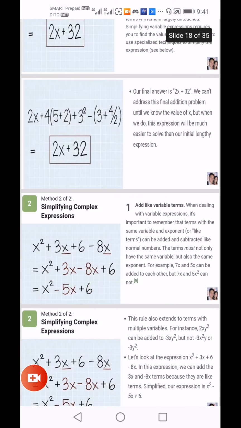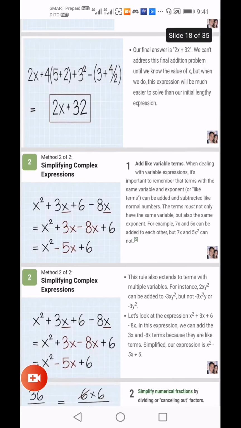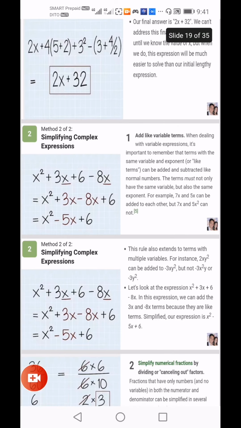Combine like variable terms, simplifying complex expressions method number 2. First, combine like variable terms. When dealing with variable expressions, it's important to remember that terms with the same variables and exponents are like terms, and can be added and subtracted like normal numbers. The terms must not only have the same variable, but also the same exponent. For example, 7x and 5x can be added to each other, but 7x and 5x squared cannot.